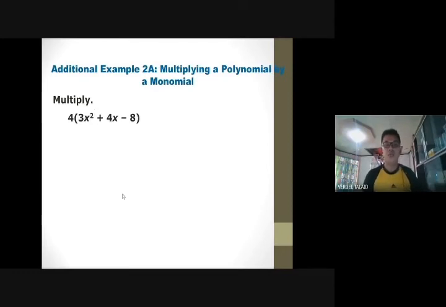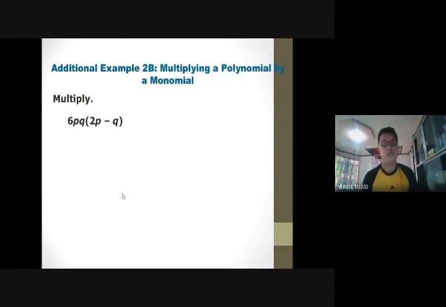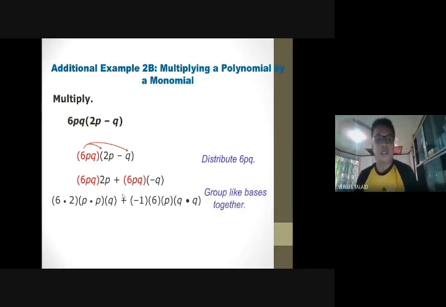Now I have another additional example. So this is multiply. The result is 12x squared plus 16x minus 32. How about this example? Distribute 6pq. So 6pq times 2p, that is 12. Then our p, we have p squared, then copy q.